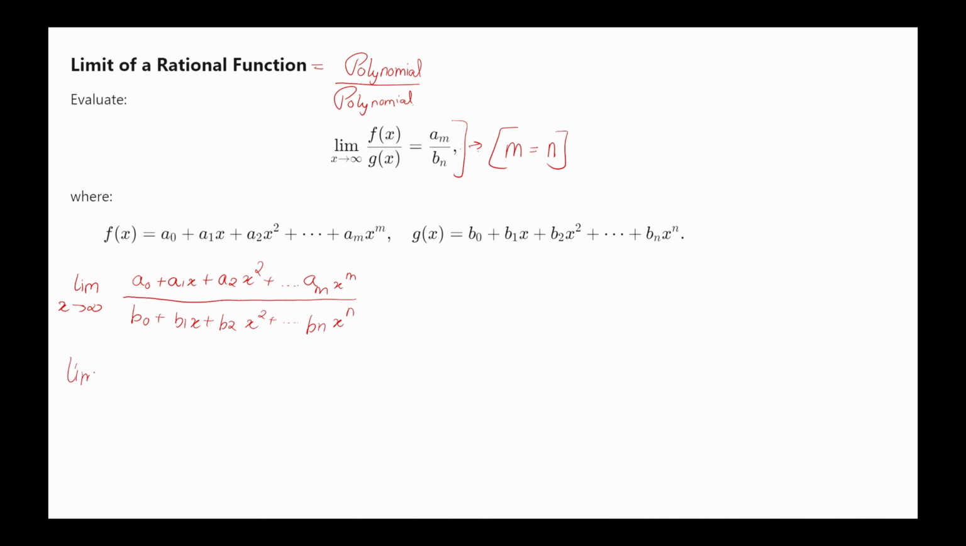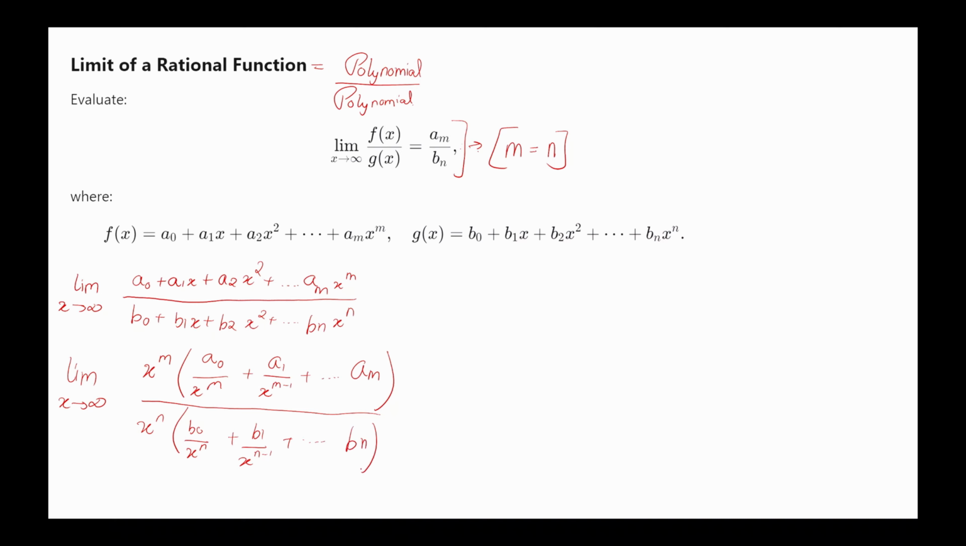So I would be left with limit x tending to infinity, x to the power m, which I've taken as common, so I would have a naught upon x to the power m plus a1 upon x to the power m minus 1, and this would go on up till am. So this is the only term, am, which is free of any x. Below, what am I going to have? I'm going to have x to the power n, b naught upon x to the power n plus b1 upon x to the power n minus 1, and this would go on up till bn.